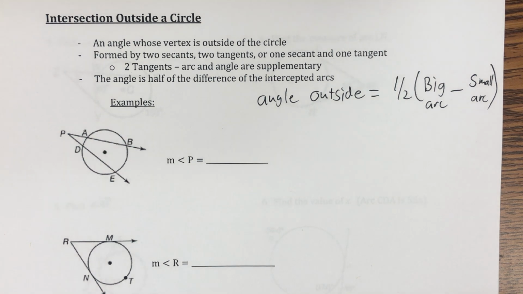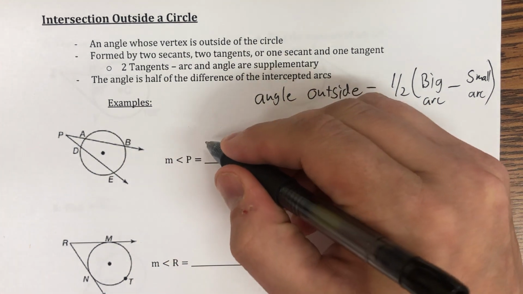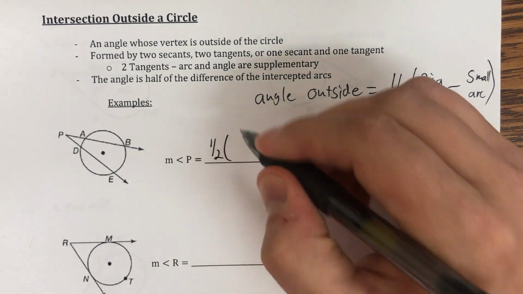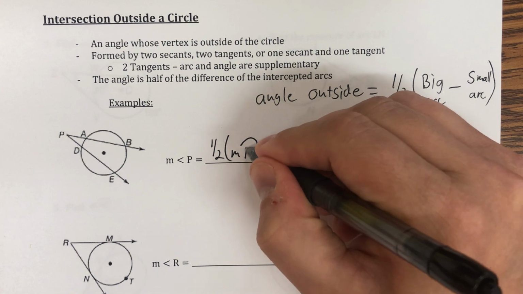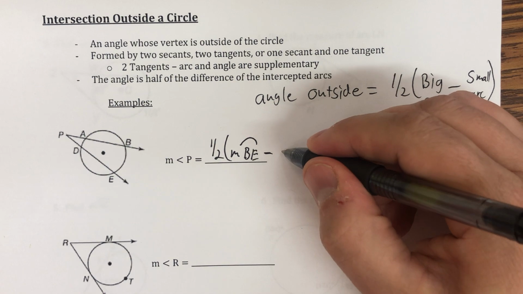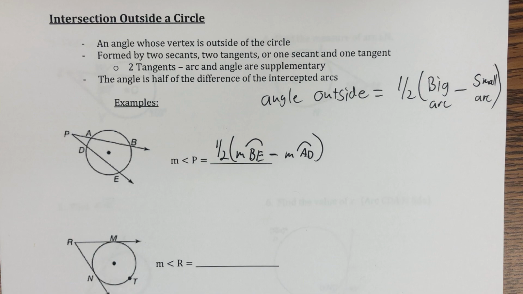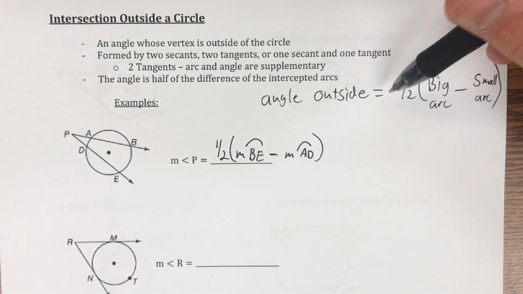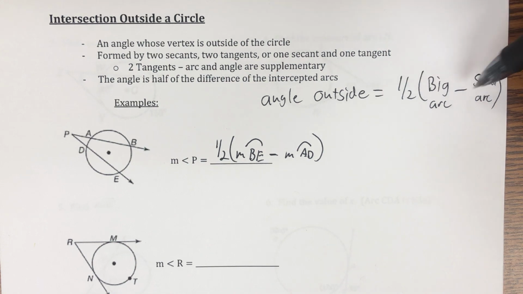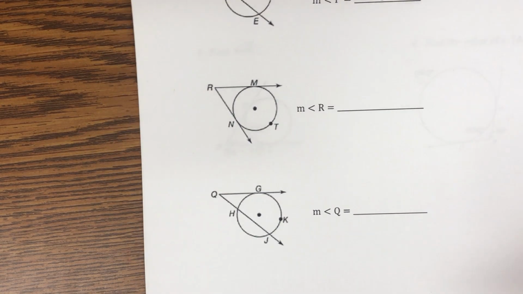So when I set up this equation, I'm taking a look at angle P. The big intercepted arc is BE. So we have to take 1/2 the measure of the big intercepted arc, which is BE, minus the small intercepted arc, AD. And that is the way that each one of these formulas work with the angle outside. The angle outside is always equal to 1/2 the big intercepted arc minus the small intercepted arc, okay? So all 3 of these formulas here on this page, they all work the same way. So I'm going to set up the next one.